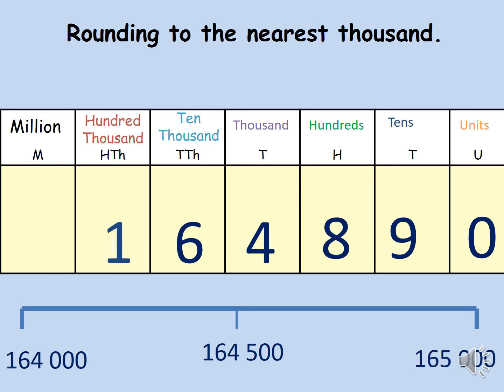Another big number. This time we've got 164,890. Again, don't be put off by the big number. We are looking at the thousand column. We know that this number sits between 164,000 and 165,000. Let's look at that hundred column. It's above 5, it's 890. So we know that this number is going to round up, because it's above 5, remember, to 165,000.